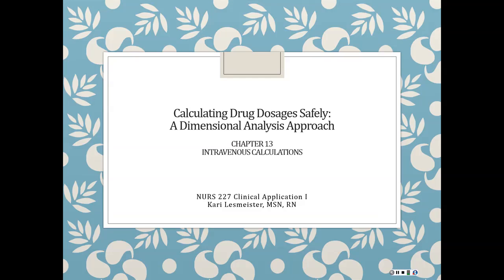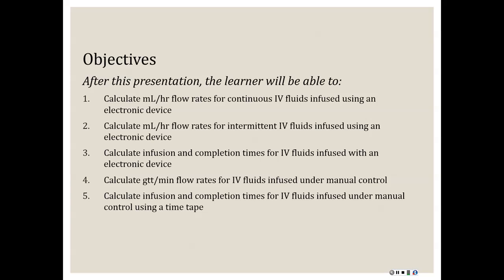This is the recording for Nursing 227 over Chapter 13, looking at calculating IV drug rates. This week we are going to be looking at how to calculate mLs per hour, whether we are using a pump or whether we are going to be calculating drips per minute if we don't have an IV pump available to us.